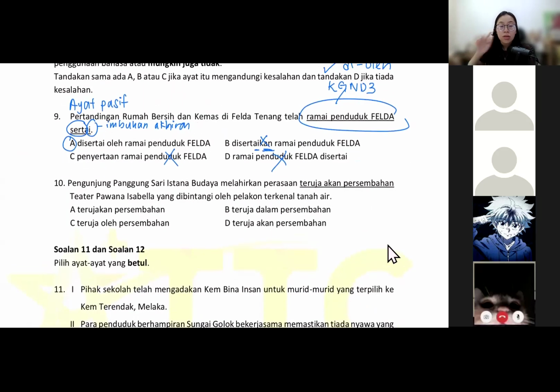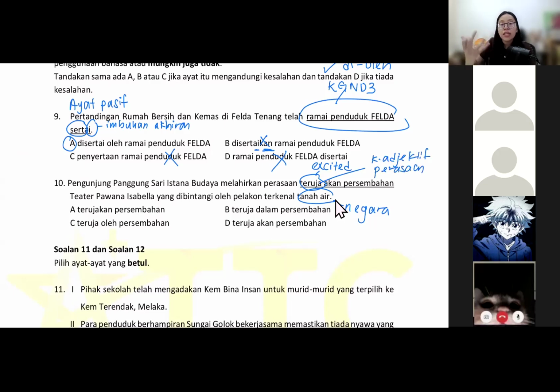Okay, now number 10. Pengunjung panggung sari Istana Budaya melahirkan perasaan teruja, which is excited, akan persembahan Tita Berwarna Isabella yang dibintangi, which is the main characters, by pelakon terkenal, which is a famous actor, Tanah Air. Tanah Air means country, negara. Now, remember, teruja is a kata adjective perasaan.